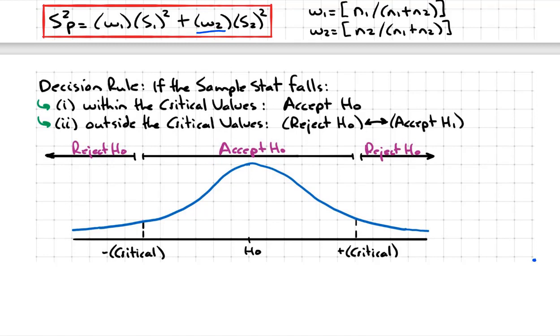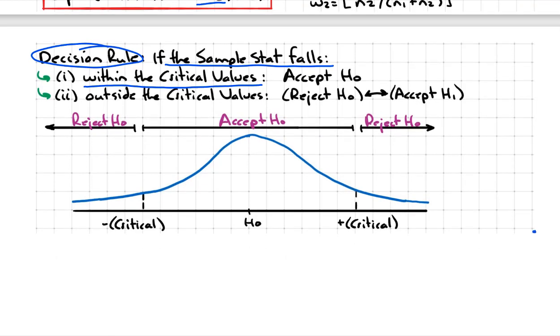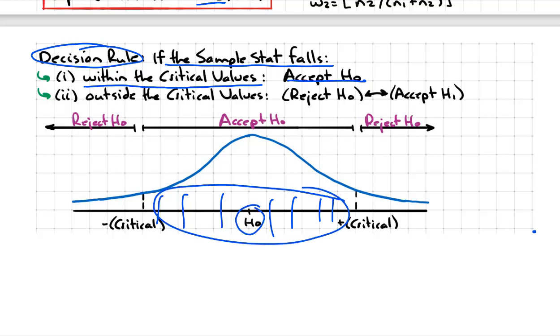And this is the same for all hypothesis tests, ladies and gentlemen. So this decision rule is universal. If the sample statistic falls within the critical values, we would accept the null. And so this is where that penalty kick analogy comes in. So if the sample falls anywhere within the critical values, what we say is that after we factor out sampling error, it's possible that all these samples are a confirmation of the null.